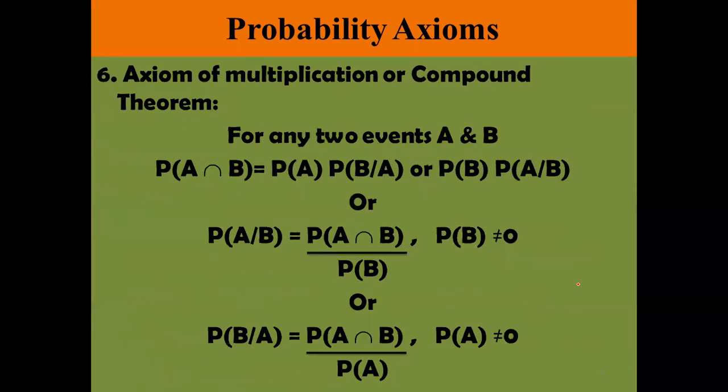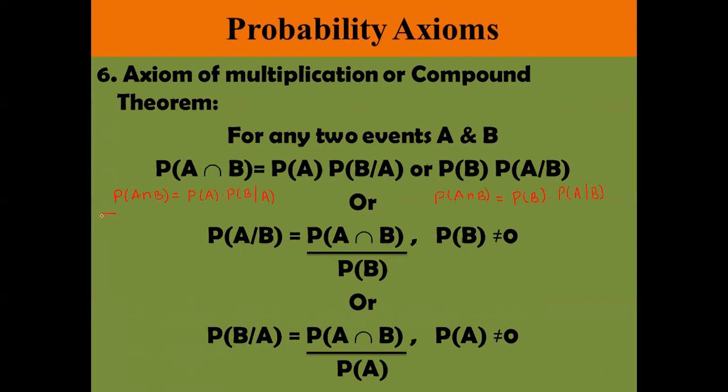The next comes the axiom of multiplication, or compound theorem. So what is P of A and B? What is the probability that A and B happen? This can be defined as follows. If event A happens first, P of A and B is equal to P of A into P of B given that A has already happened. Or if event B happens first, then we write it as P of B into P of A given that B has already happened.